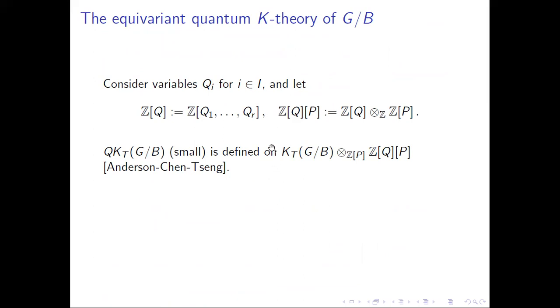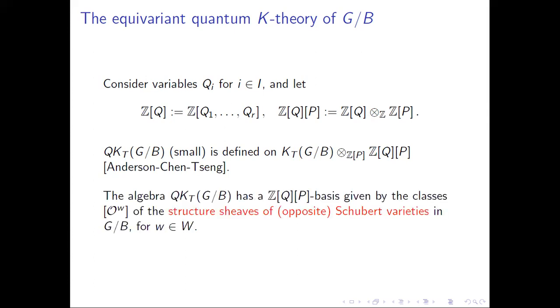So as a vector space, this is simply the usual T-equivariant K-theory tensored with this coefficient ring. And then there is a complicated product structure, the quantum product. So this quantum K-theory algebra has, in a similar way, a basis over the coefficient ring given by Schubert classes, indexed by elements of the finite Weyl group now, because it's the finite type flag variety.